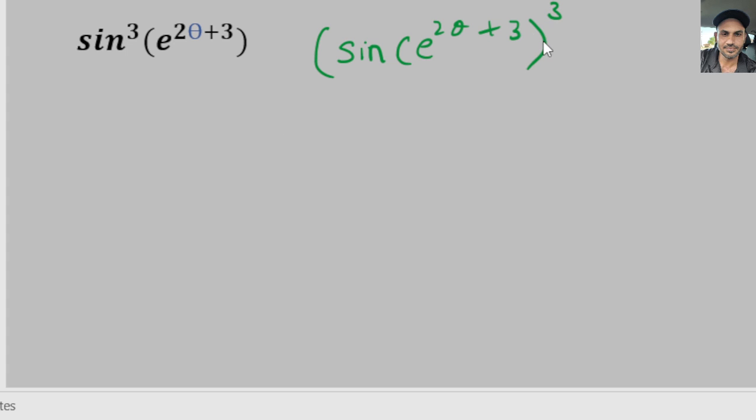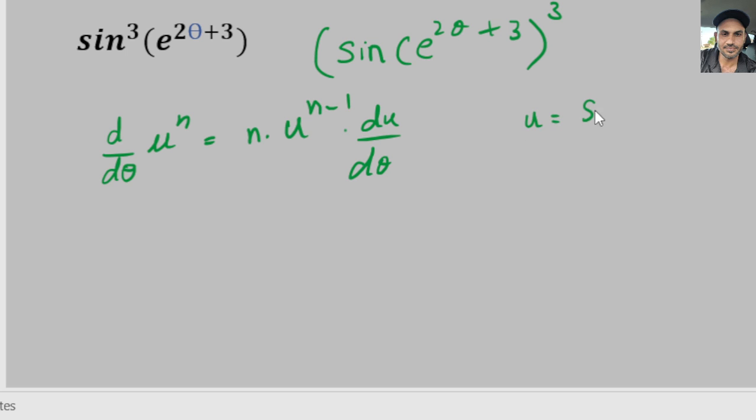So here we have a power rule, so d over d theta of u to the n is going to be n times u to the n minus 1 times du over d theta. So in the first derivative, u equals basically sine of e to the 2 theta plus 3. Okay, so now let's take the derivative using this power rule.